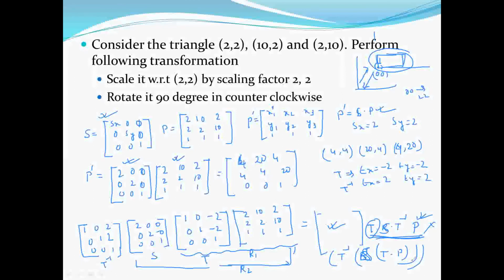So this is the writing sequence, but while you are multiplying, the multiplying will be from left to right. In this way, after performing the multiplication, you can get the result of the scaling object. You can get the coordinates of the scaled object, where the scaling operation is performed with respect to the point 2, 2.